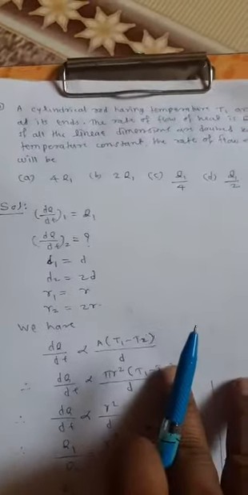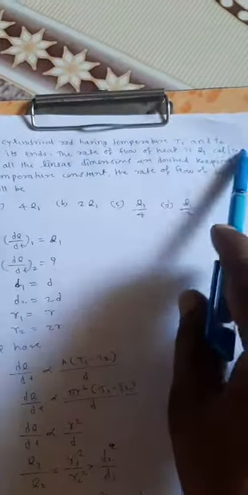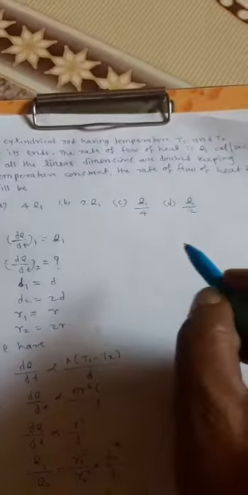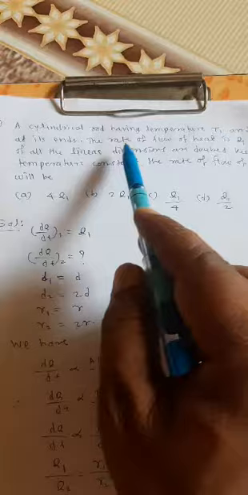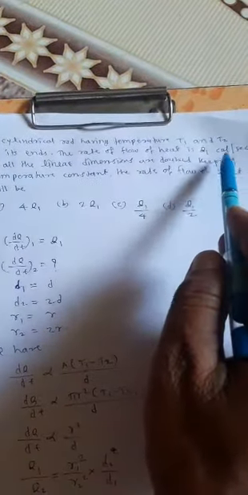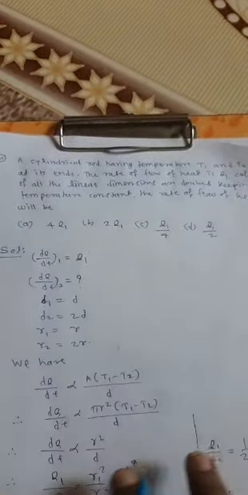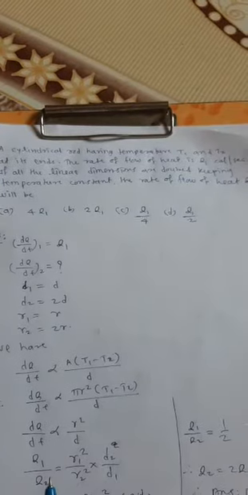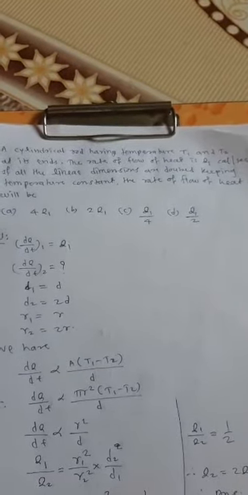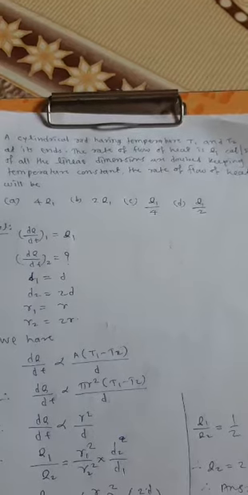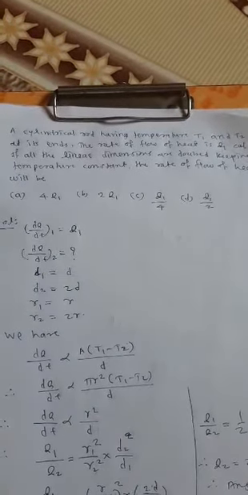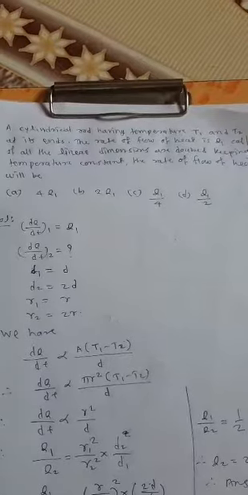See the last problem in this session. A cylindrical rod having temperatures T1 and T2 at its ends, the temperature difference between the two ends of the rod is T1 and T2, and the rate of flow of heat is Q1 calorie per second. If all linear dimensions are doubled, keeping the temperature constant, the rate of flow of heat will be: A) 4Q1, B) 2Q1, C) Q1 by 4, and D) Q1 divided by 2.